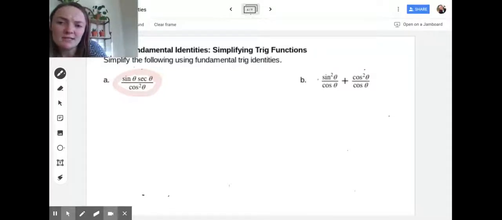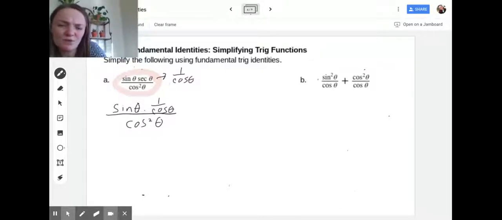Well, I know that secant of theta is the same thing as 1 over cosine of theta. So I'm going to go ahead and write that. We're going to say that this is sine theta times 1 over cosine of theta, all divided by cosine squared theta. Well, sine theta times 1 over cosine theta is the same thing as sine of theta divided by cosine of theta, and then we say that this is still all divided by cosine squared theta.